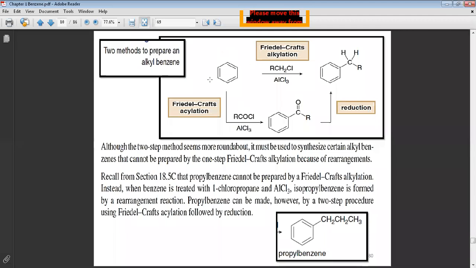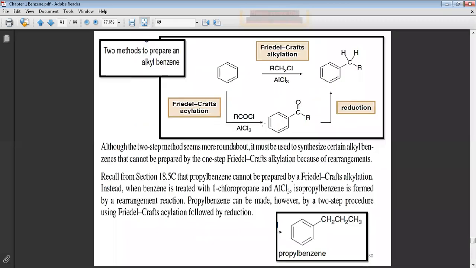Look, benzene alkylation with RCH2Cl and AlCl3, Friedel-Crafts alkylation, gives you this alkyl group. Okay, we have another way. We have this acylation and then reduction, which also gives you the same product, but one is based on one step and the other on two steps. If there is rearrangement, we must use acylation and reduction because of the rearrangement of the alkyl group.